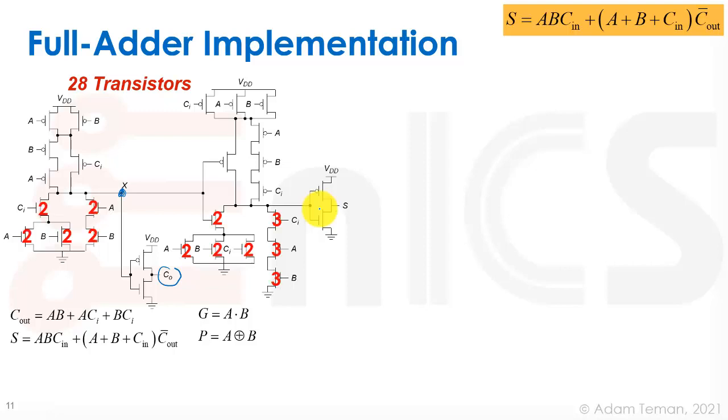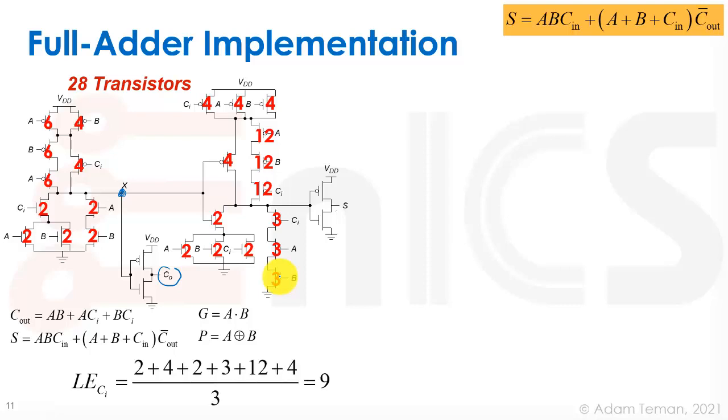And if we look at that, it has 28 transistors, which is a bit fewer than before. Plus, we can work out our logical effort. We have two things in series here, two things in series here, and three things in series here, and the same for the pull-up. We can get our sizing over here with beta equals 2 and figure out the logical effort of this. And we find out that the logical effort is 9. Now, that's a pretty large logical effort, but we can see something else.